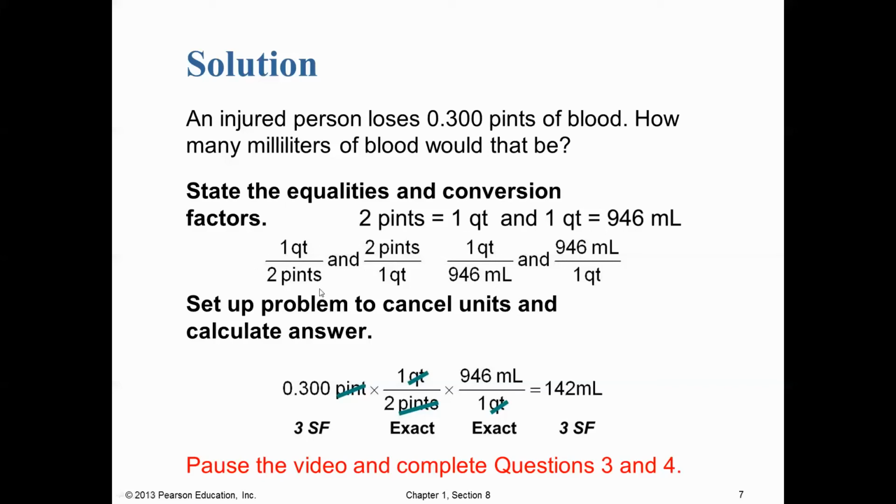So here's our list of possible conversion factors. How do we know which ones we need to pick? Well, it's all based on the unit cancellation. 0.300 pints, that's given to 3 significant figures, and so we'll have to measure that, so that's a measured number.